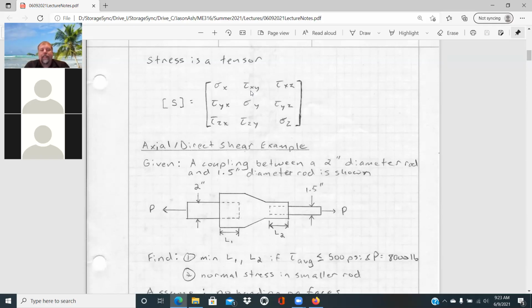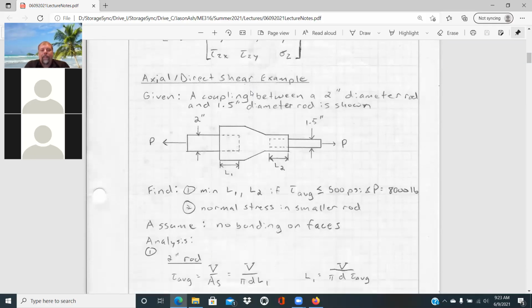But if we look at first an example problem of axial and direct shear, we are given, say, a coupling between a 2-inch diameter rod and a 1.5-inch diameter rod. And what we're asked to find is, one, the minimum lengths L1 and L2 if the average shear stress is to be below 500 psi when the force P that is applied is equal to 8,000 pounds. And then two, we're asked to find what the normal stress is in the smaller rod. That would be the greater state of stress in comparison to the larger diameter rod.